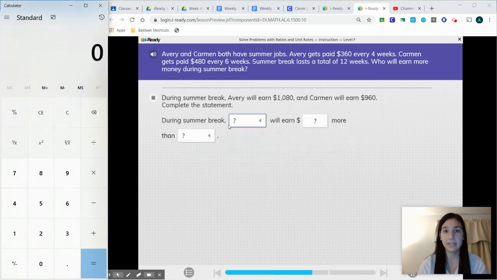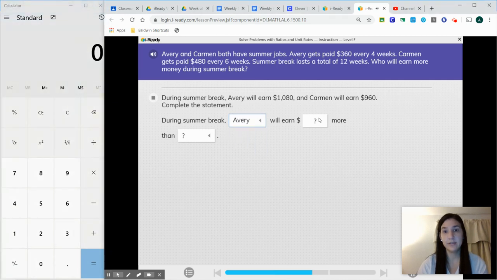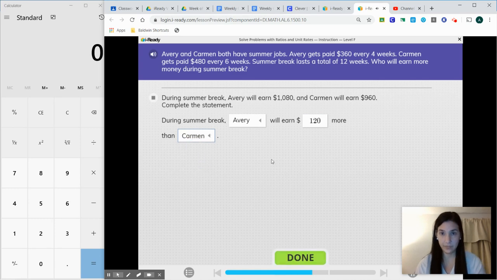And now we subtract to find the difference. During summer break, Avery will earn $1,080 and Carmen will earn $960. Complete the statement: we subtracted the two, and we know that Avery's earning $120 more than Carmen.